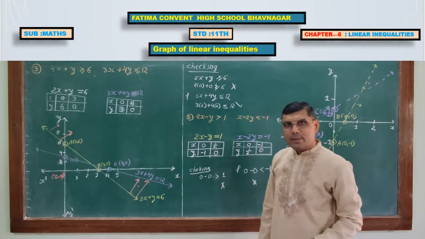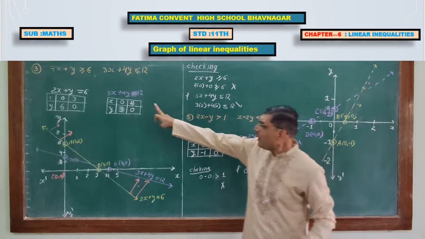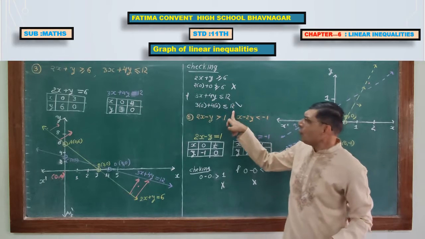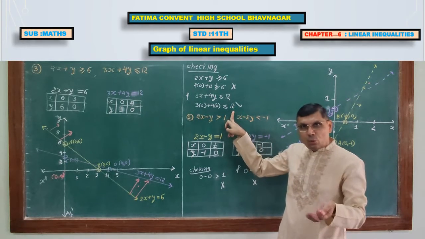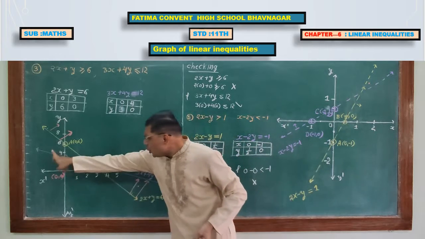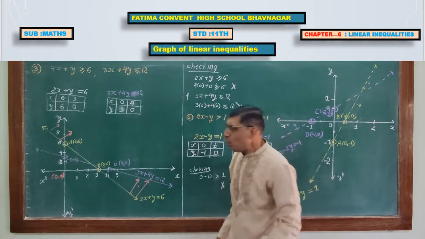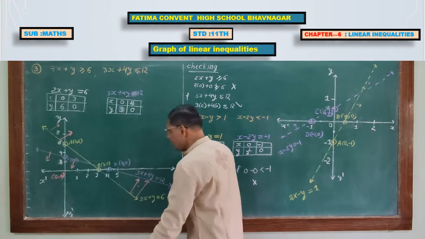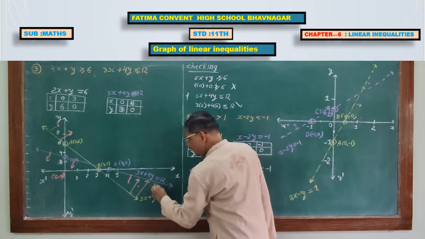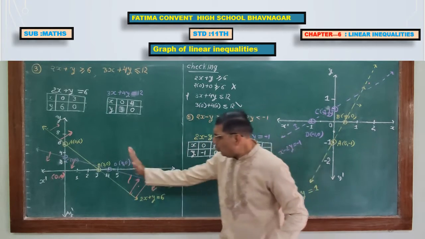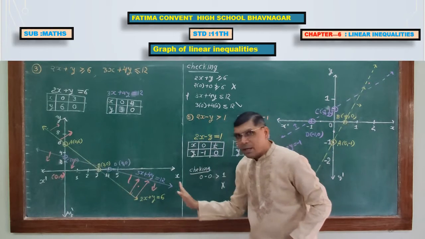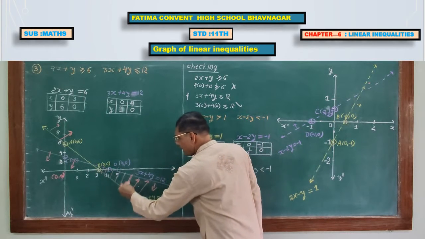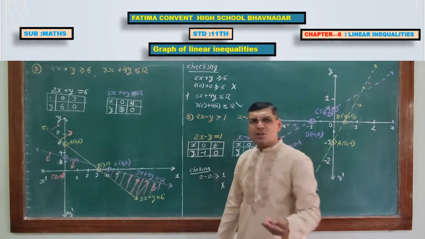Now the second equation is 3x plus 4y less than or equal to 12. When I put 0, 0, it is true. It means for this line, 0 belongs to that area. So I should consider this part, because 0 belongs to this region. Now you can see this is the common part, the common area, and that is your solution.